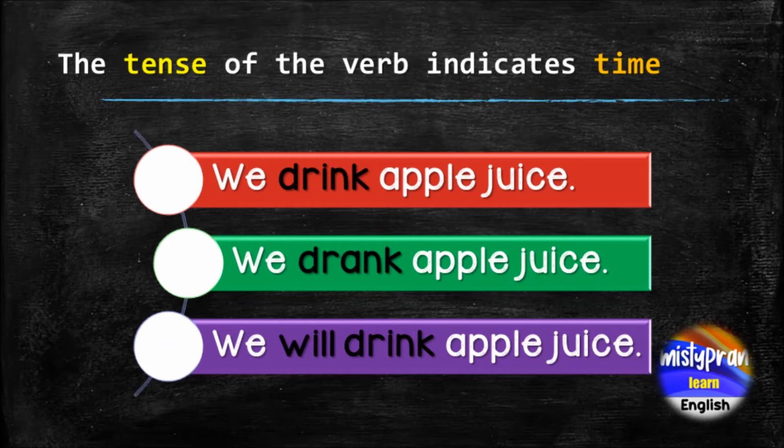Let's follow the sentences. We drink apple juice, we drank apple juice, and we will drink apple juice. Drink indicates present tense, drank indicates past tense, and will drink indicates future tense.